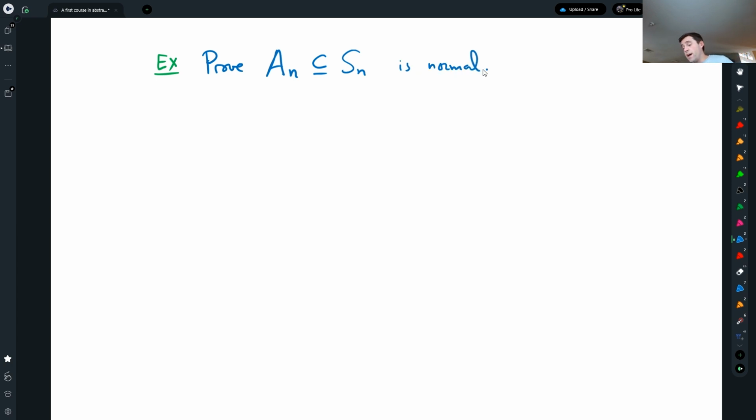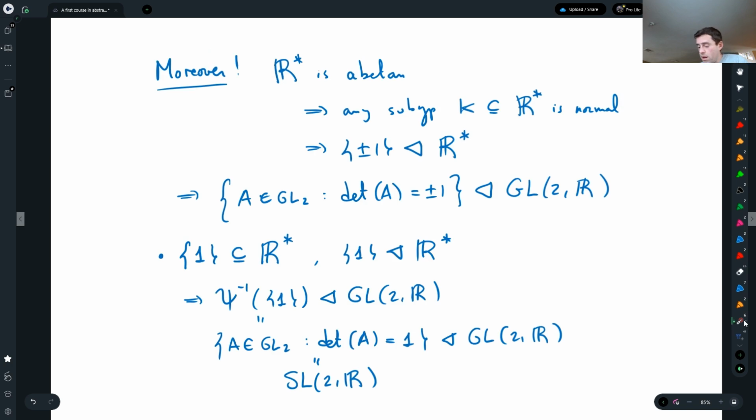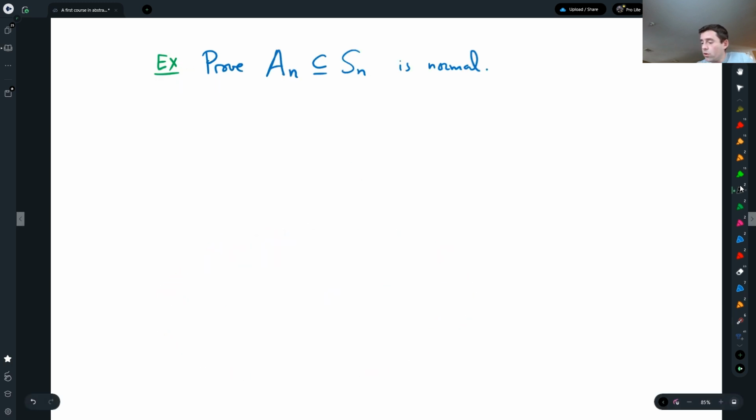How are we going to do that? What I want to show you is that A_n has to come up from one of the properties of a homomorphism. So this fact that we came up with here works in general. So let's prove that corollary first.